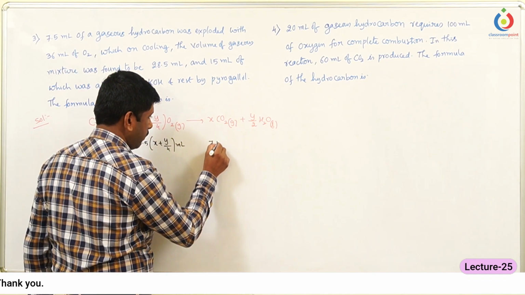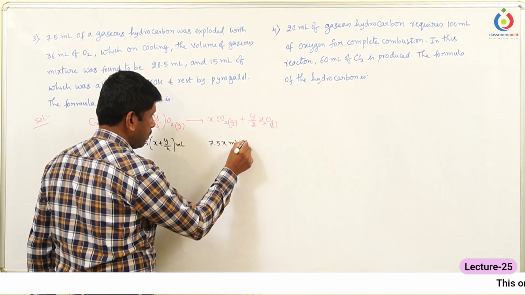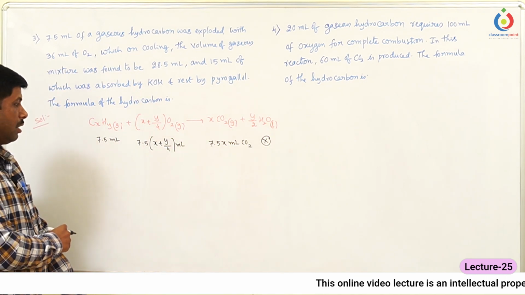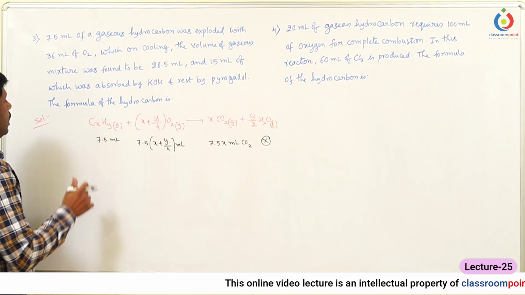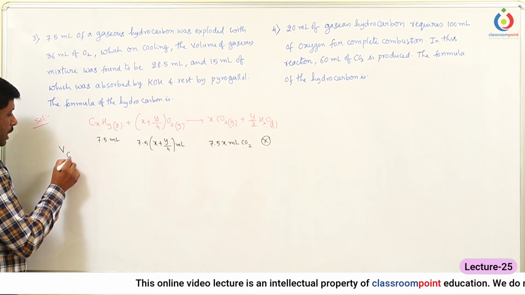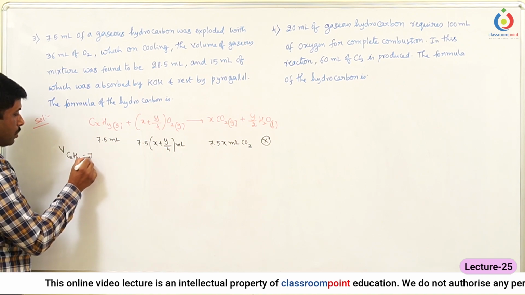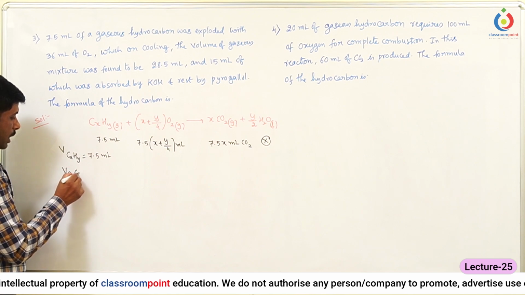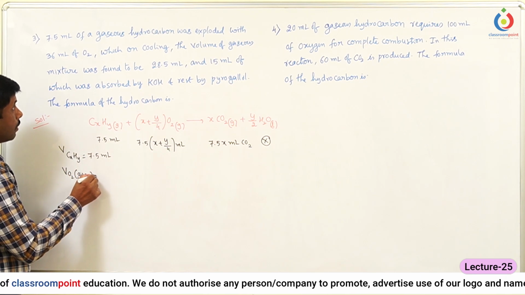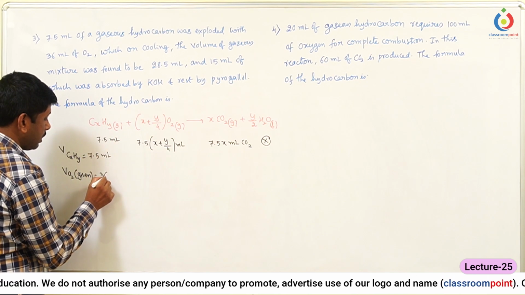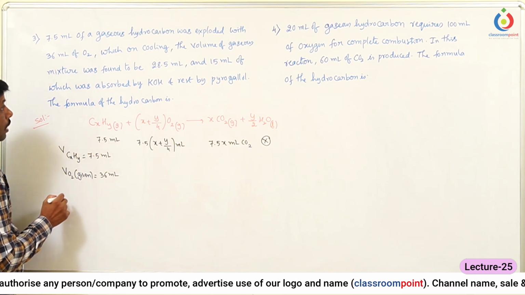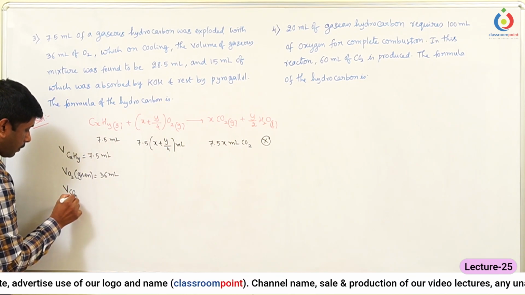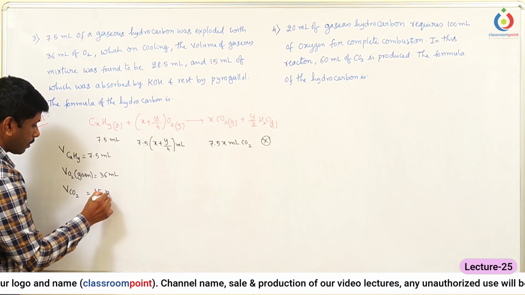produce 7.5x ml of CO2, and H2O volume is not necessary to consider. So now we'll write down the data. Volume of the hydrocarbon is equal to 7.5 ml. Volume of the O2 that is given is equal to 36 ml. And volume of the carbon dioxide 15 ml.